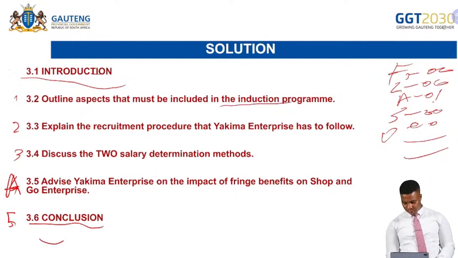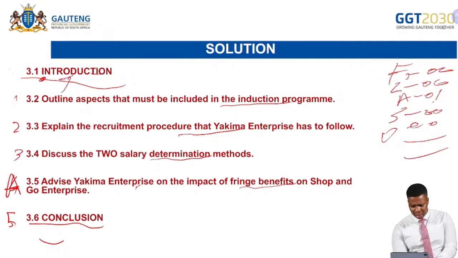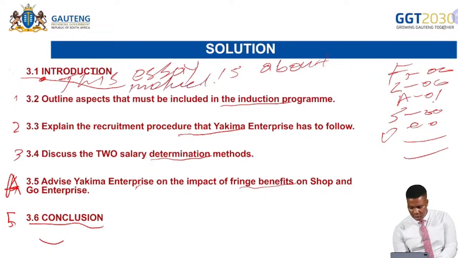One, the induction program. Two, the recruitment procedure. Three, the salary determination. Four, the what? The impact of fringe benefits. This is what your introduction and conclusion should be based on. Refrain from introducing your essay by saying, "this essay is about induction." This is wrong. This is not allowed.